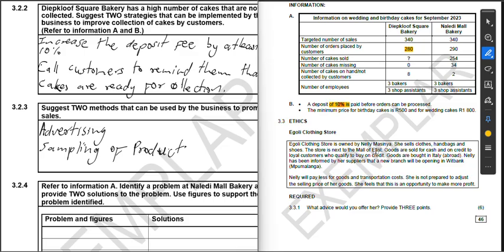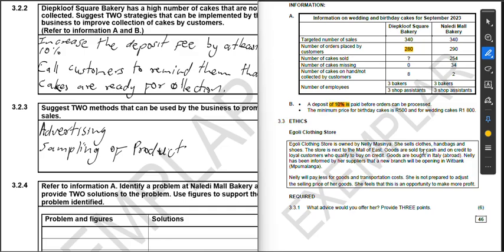The Mall of East. Oh goodness, there's a full stop there. Okay, I'm just going to read that again. Egoli Stores is owned by Nelly Masenya. She sells clothes, handbags, and shoes. The store is next to the Mall of East.